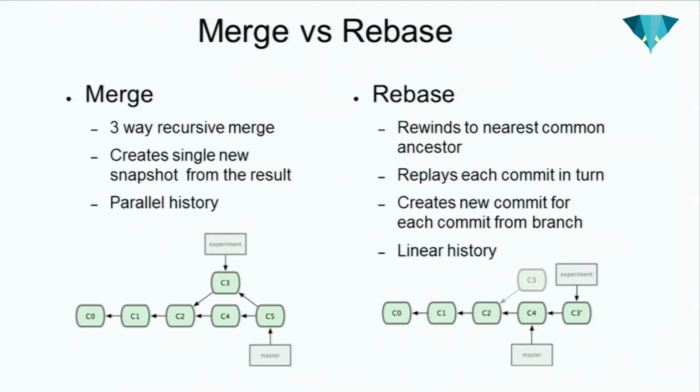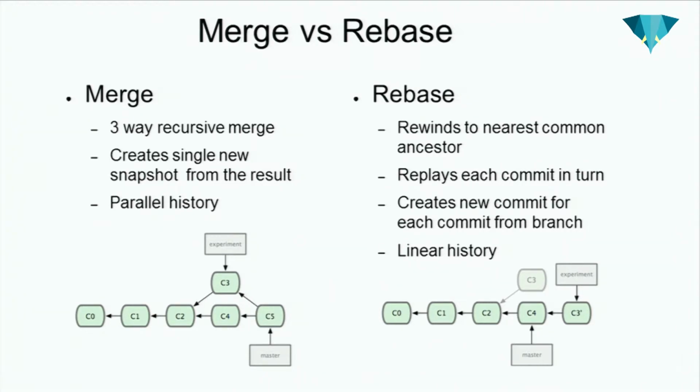We'll talk about why, potentially, in a minute. But the difference in operation, you should be able to see from the diagram. Again, we had the same situation. C3 and C4 have diverged. They're different. And we want to get everything into, this time, the experiment branch, it seems. And this time, we're going to do a rebase.